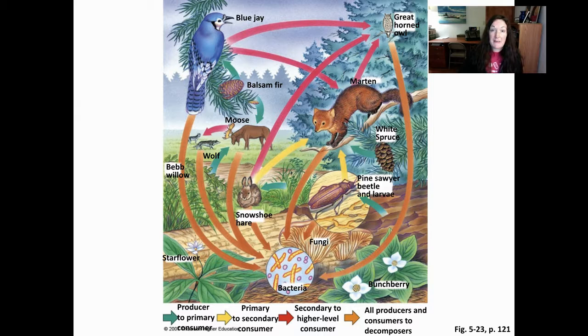So here is a typical food web in a polar forest land. You see white spruce here, and these are all evergreen trees. Again, we see a lot of evergreen trees around us in this area, and I think that's because we do have a significant winter in this temperate area.